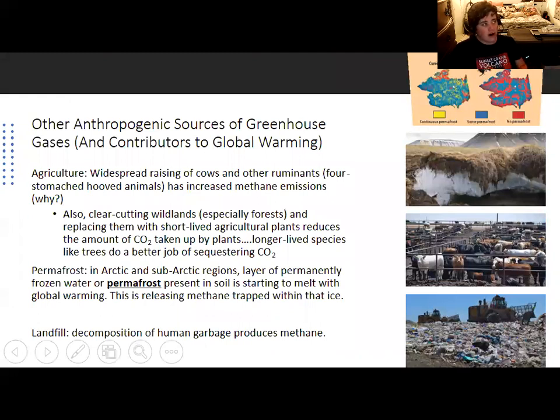Fossil fuel emissions are the largest source of greenhouse gases, but we also have some other things of concern, and some of those other sources are especially concerning because they have the potential to release lots of methane, which again is a stronger greenhouse gas than CO2 because it can absorb much more strongly than CO2 can.